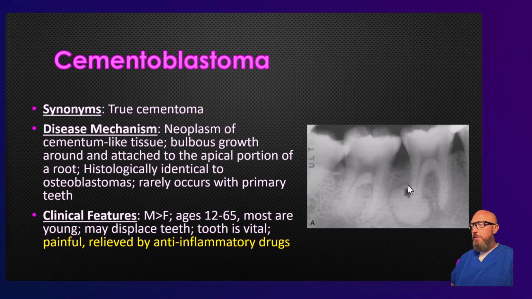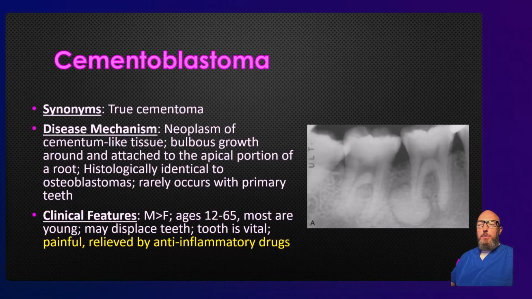But what's the big difference here? This looks really round and bulbous. Most examples of cementoblastoma I've seen have a very round, ball-like appearance. And instead of a normal PDL space, hopefully you can appreciate the difference, this is a little bit wider radiolucency around the lesion itself. And so that's the big thing that separates this from hypercementosis.